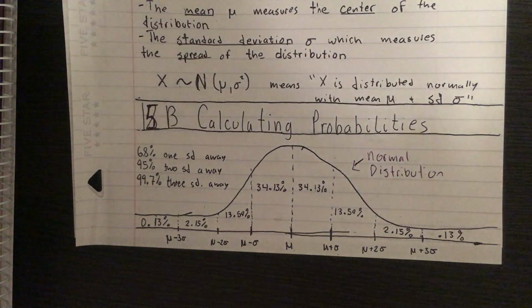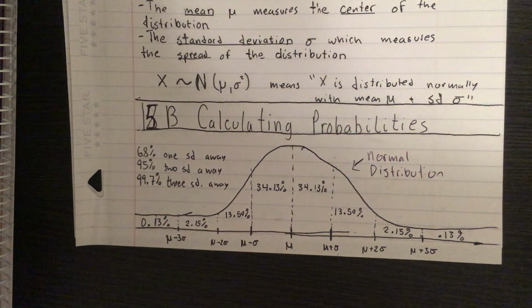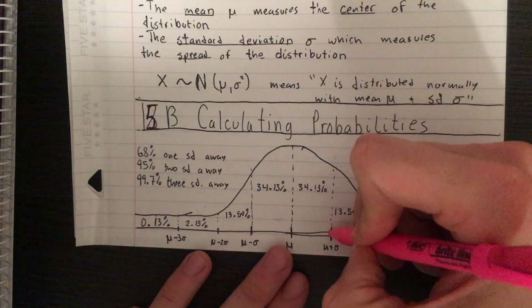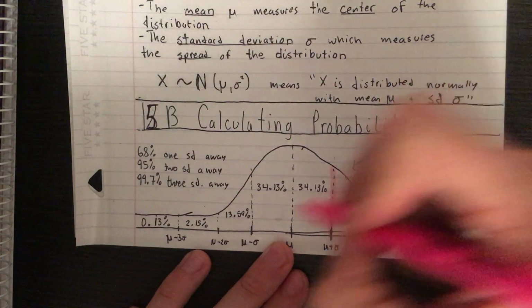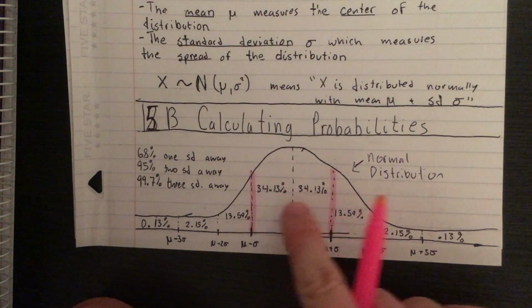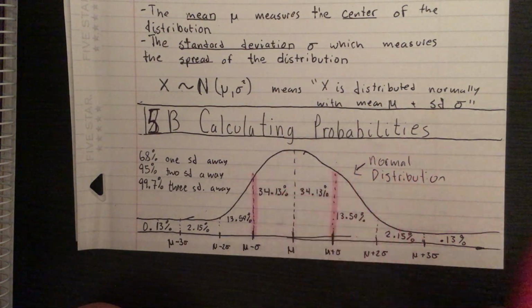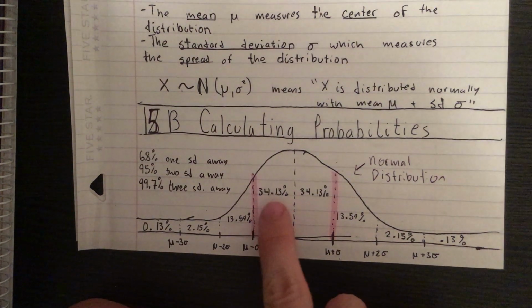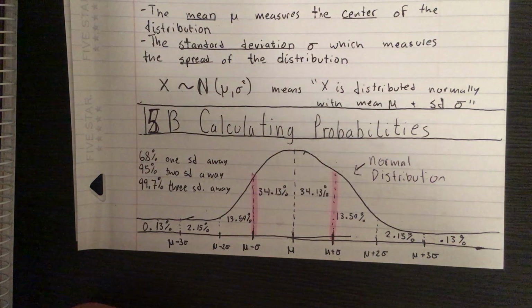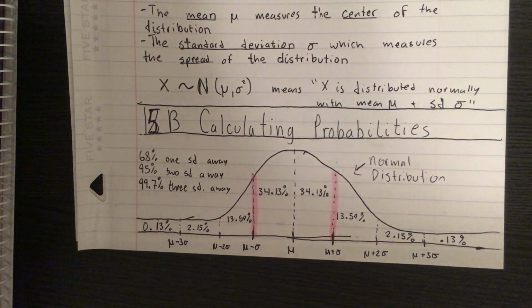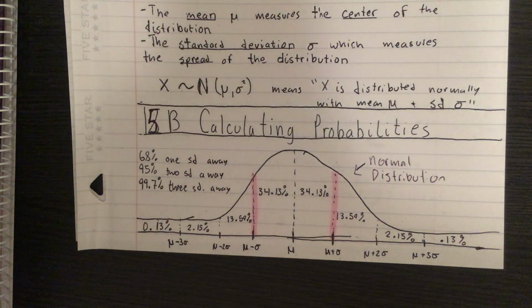Basically it's called the 68, 95, 99.7 rule. What that says is that 68% of observations are one standard deviation away from the mean. If you add those two numbers right there, we'll get 68.26, but it's approximately 68. So then are one standard deviation away from the mean.